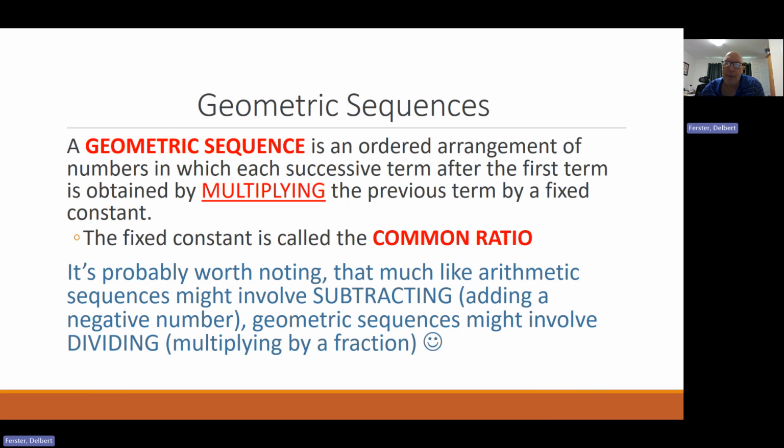Contrasting arithmetic with geometric as we move farther into our study of sequences, geometrics don't add to get from term to term, they multiply to get from term to term. We'll call that fixed multiplier the common ratio. In a similar way, when we discussed arithmetic, we talked about adding and or subtracting. For geometrics, it's multiplying and or dividing as you proceed from one term to the next. But again, the kicker is the number that's being multiplied or divided has to remain constant.